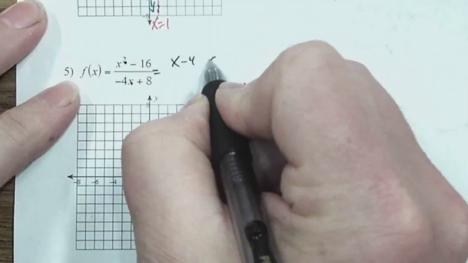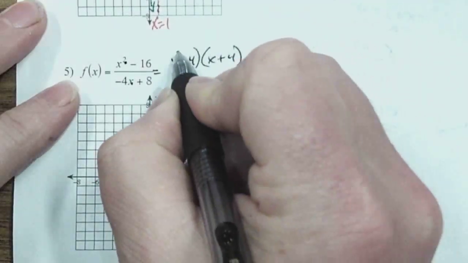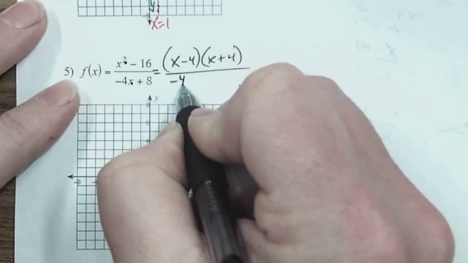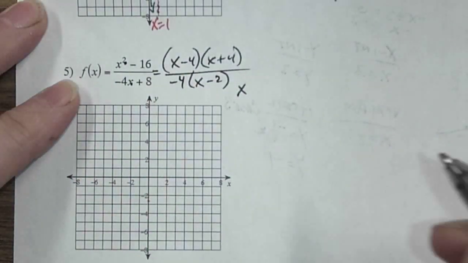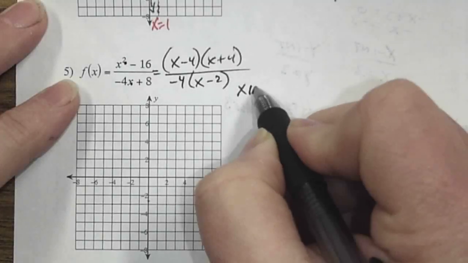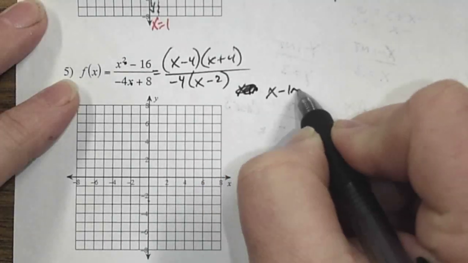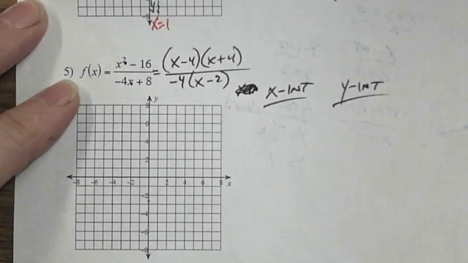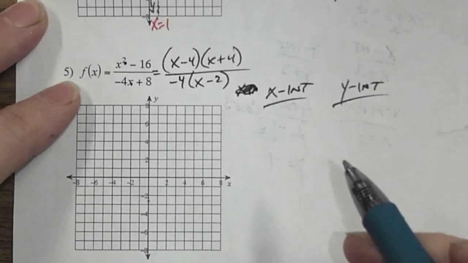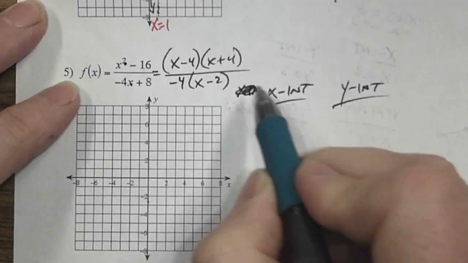Before I do this, factor: the top is x minus 4, x plus 4. And on the bottom, I'm going to take a negative 4 out, and that's x minus 2. Nothing cancels, no holes. Let's give it some space. X-intercept, y-intercept. No holes. So let's get into this.